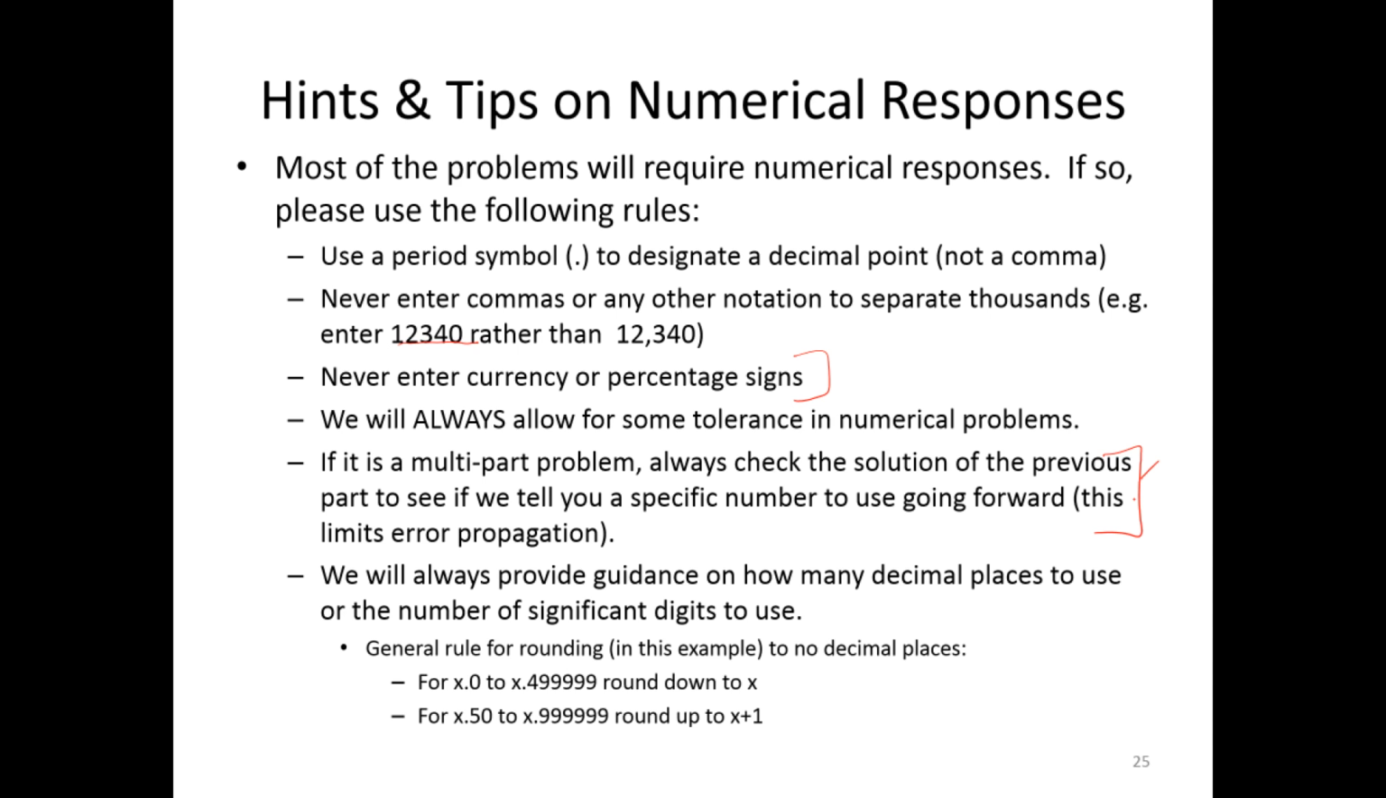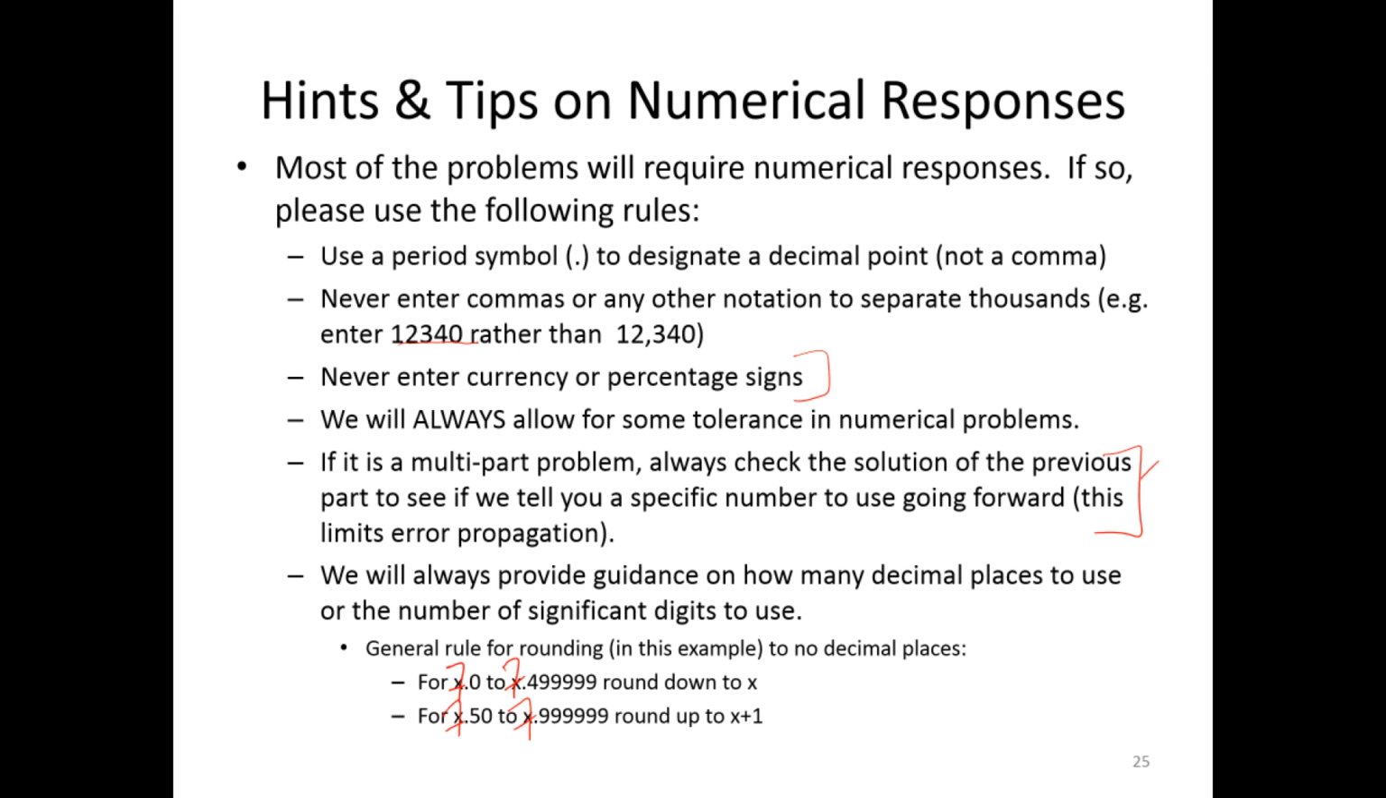So the general rule for rounding, and in this example I'm rounding to an integer with no decimal places, and I have it here in terms of x, so x could be 7. So let's just write 7 in wherever all the x is. So let's say your numerical answer comes out between 7.0 and 7.49999, and we're being asked to round this to no decimal places. I would round down. If the answer is between 7.5000 up to 7.999, I would round up to 8.